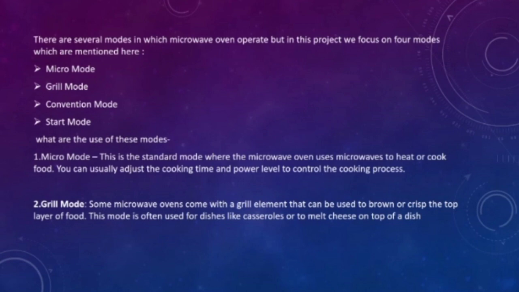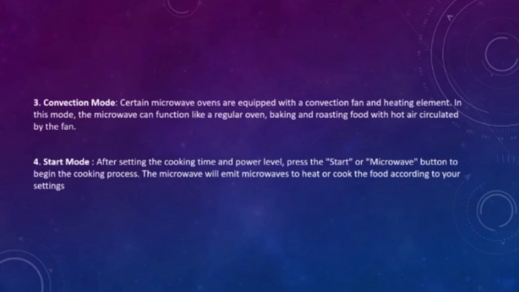Next, grill mode. Some microwave ovens come with a grill element that can be used to brown or crisp the top layer of the food. This mode is often used for dishes like casseroles, or to melt cheese on the top layer of the dish. Convection mode. Certain microwave ovens are equipped with a convection fan and heating element. In this mode, the microwave can function like a regular oven, baking and roasting the food with hot air circulated by the fan.